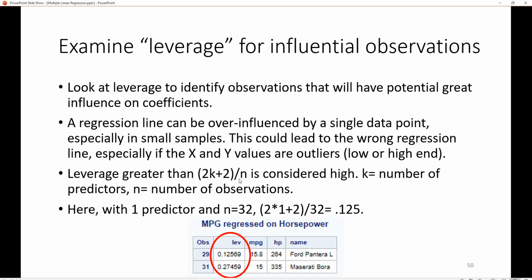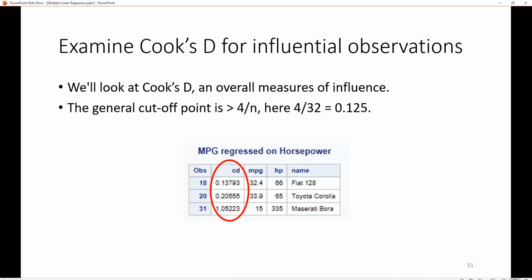Leverage greater than (2k + 2)/n is considered high. K is the number of predictors, n is the number of observations. Here with our one predictor and 32 rows of data, that comes out to 0.125. So we have the Ford Pantera and Maserati Bora that have potentially high values of leverage.